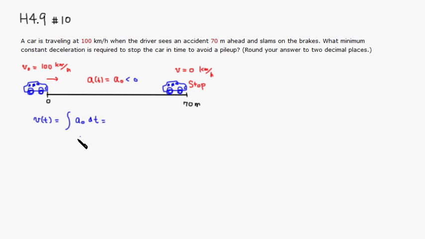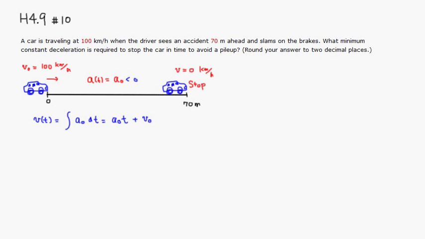So we can take the antiderivative of the acceleration or deceleration, a0, with respect to time. This is going to be a0 t, that's the antiderivative, plus some constant. Let's call it v0. You can see that v0 is the initial speed, so it's 100 kilometers per hour.